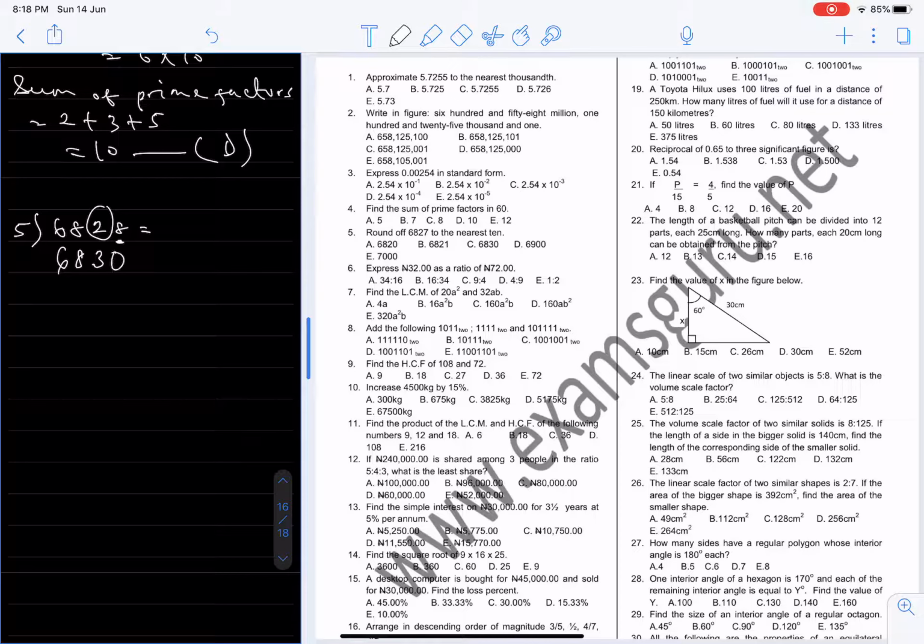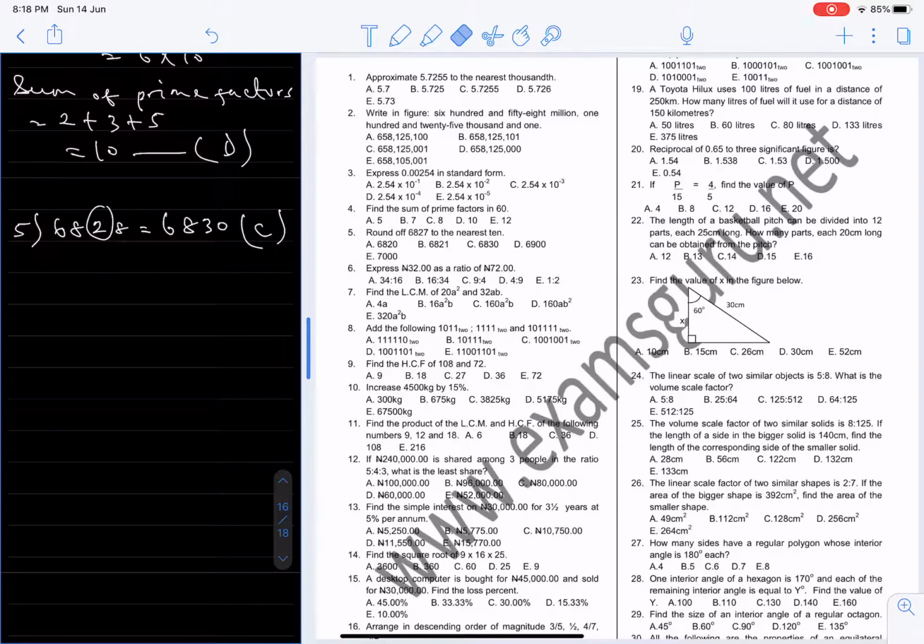So that means the digit 8 will turn to 0, and it becomes 6,830 to the nearest 10. That's just a simple trick that makes it easy for you to get it every time you want to answer such a question. That's 6,830, and the correct option is C. And now we move on.